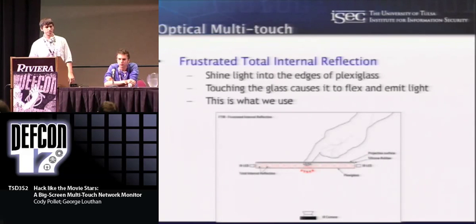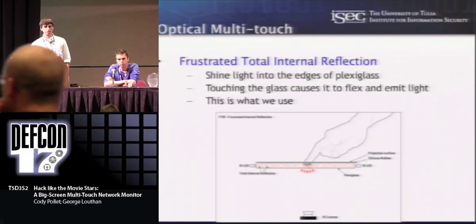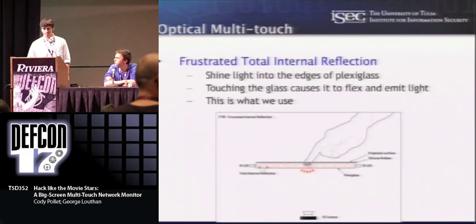With FTIR, you can use either an LCD panel or a projector to get an image onto the surface, and that's why you use infrared light for this, so that it doesn't interfere with that at all. With diffused illumination, you can really only use a projector, which is something that we kind of found out the hard way.